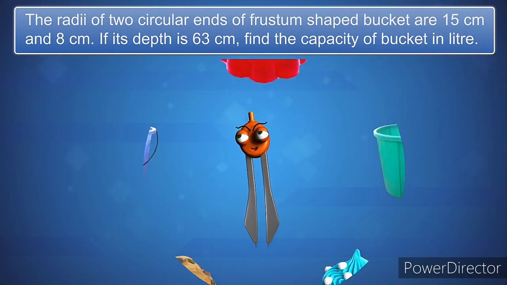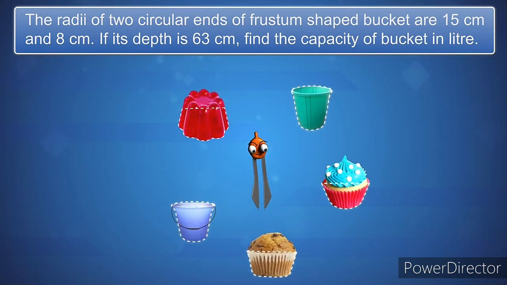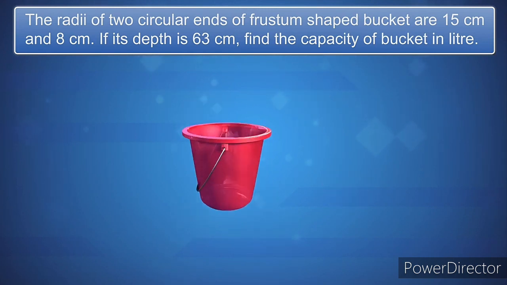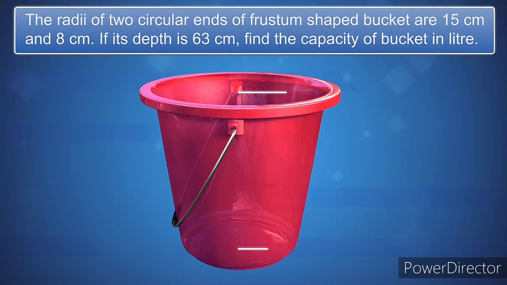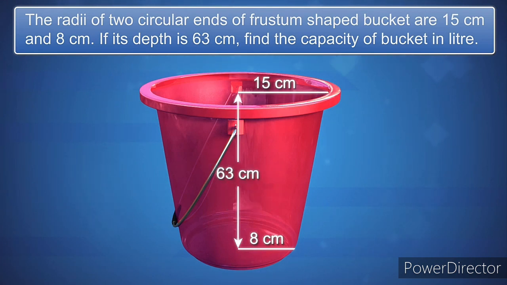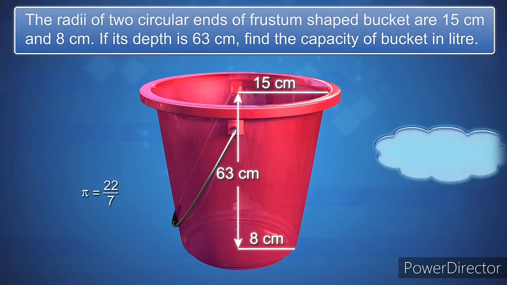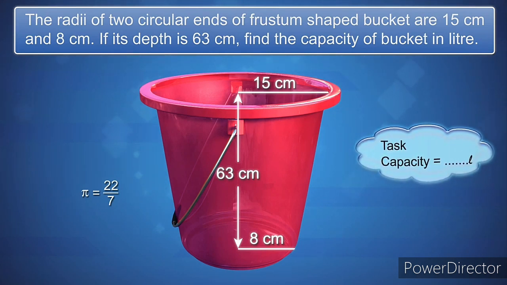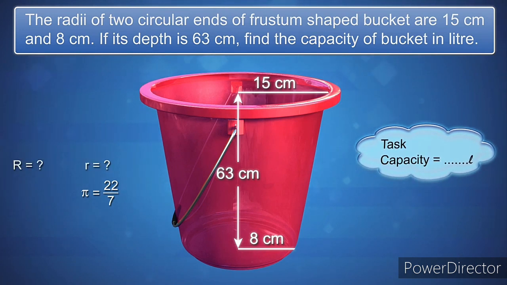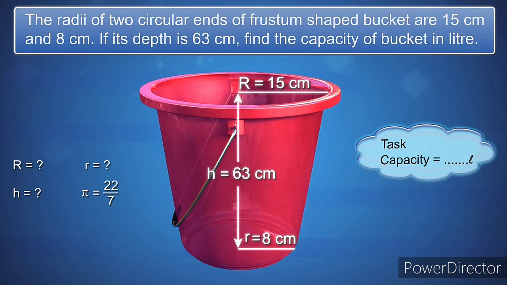Can you think of an object which is in the shape of frustum of cone? Let us now find the capacity of this bucket. The radii of its two circular ends are 15 cm and 8 cm respectively. Its depth is 63 cm and pi is equal to 22 by 7. What is our task? To find the capacity of the bucket in liter. Can you identify where capital R, small r and H lie in this bucket? Good. Capital R is the radius at the top, small r is the radius at the bottom, and H is the depth of the bucket.